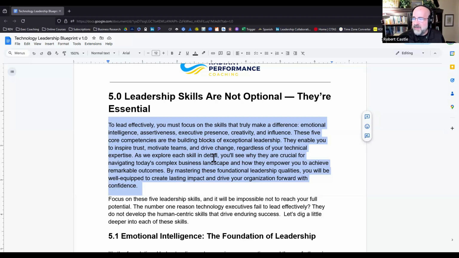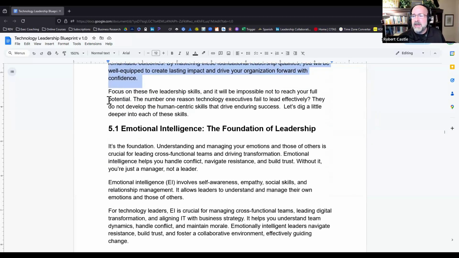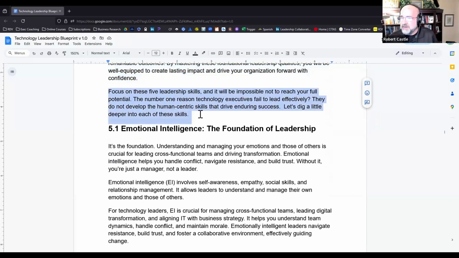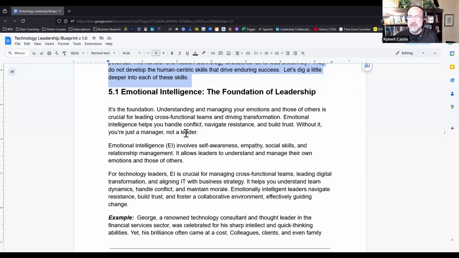By mastering these foundational leadership qualities, you'll be well equipped to create lasting impact and drive your organization forward with confidence. Now, focus on these 5 leadership skills, and it will be impossible not to reach your full potential. The number one reason technology executives fail to lead effectively: they don't develop the human-centric skills that drive enduring success. So let's dig a little deeper into each of these skills.